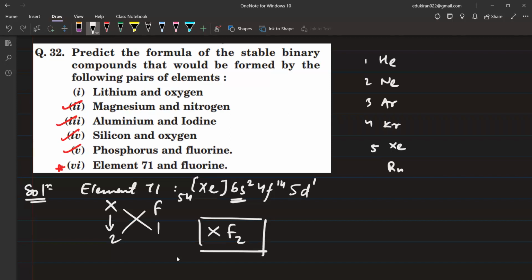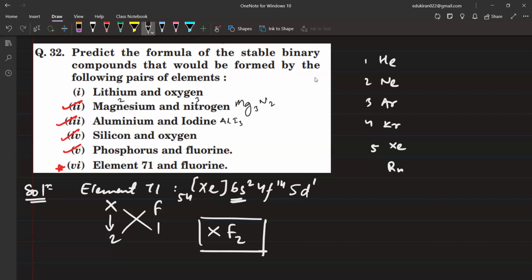Please tell me. Yes, sir. For Mg, how much will you have? Mg is 2, nitrogen is 3. So this will be Mg3N2. देख लीजिए आप सब, Mg3N2 लिखा है आपने, देखा ना, हाँ ठीक है.